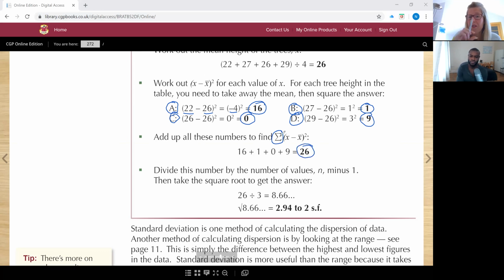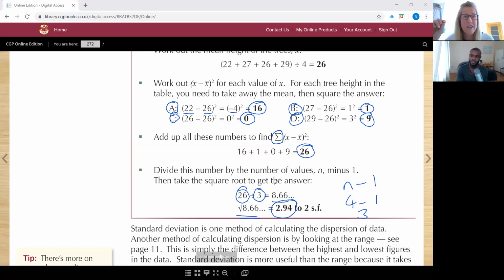Then we've got to deal with the underneath of the equation, so the n minus 1. We had 4 trees, minus 1, so that's going to be 3. Overall, it's 26 divided by 3, which gives us 8.66. And then finally, you've got to square root that 8.66, which, depending on how many significant figures you need to quote it to, in this case is 2.94 to 3 significant figures.